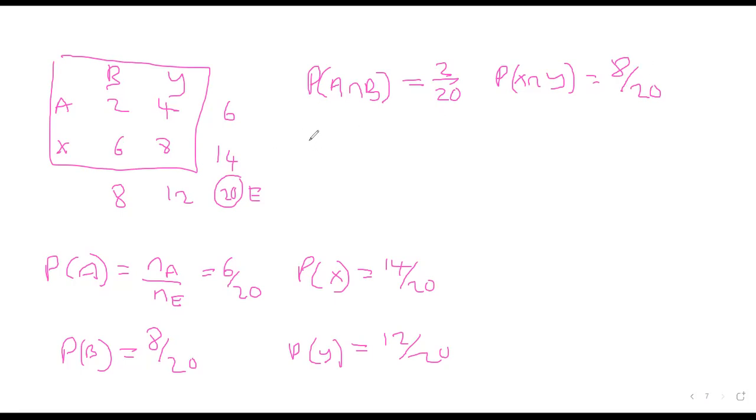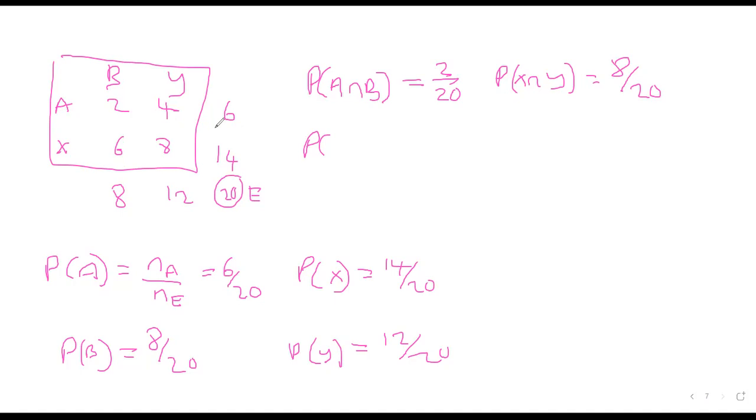The screen kind of froze, so I didn't see how you did the NA over NE. What is NA over NE? The number of A elements. So for A there are 6, then the number of all the events is 20. To find the probability of any individual, for instance, you're in a class, you have 3 ladies and 7 gents. The probability of picking a lady is 3 out of the total, which is 10. That's what we're doing here.